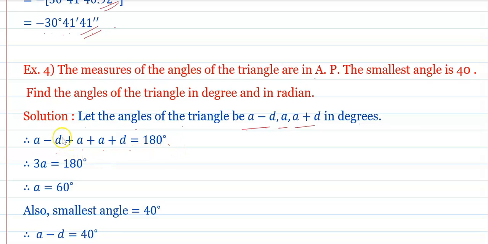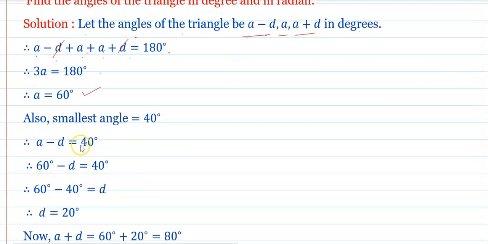Therefore the plus D and minus D get cancelled. You will get 3A is equal to 180, therefore A is equal to 60 degree. Also, what about the smallest angle? It is 40. A minus D is the smallest. The value of A came 60.